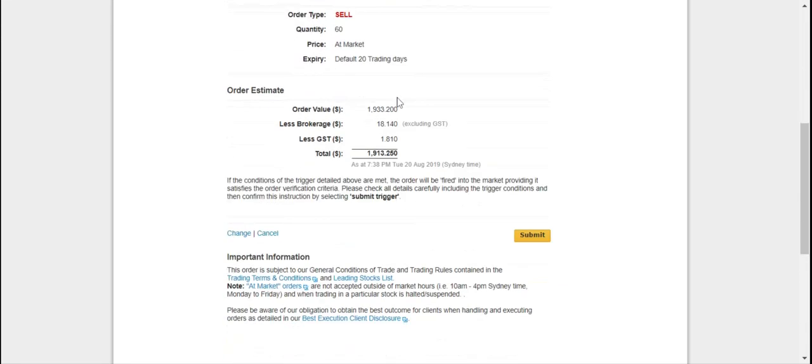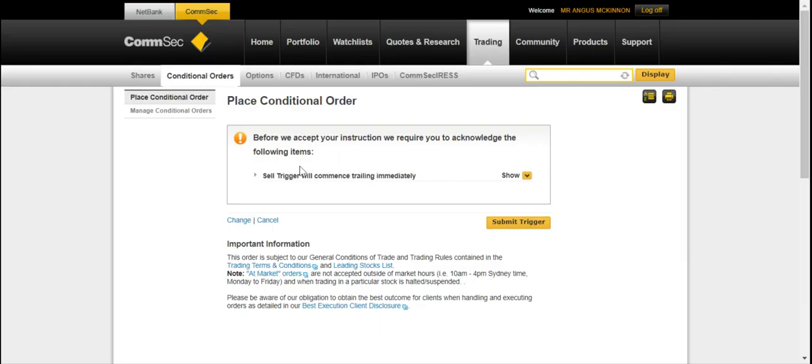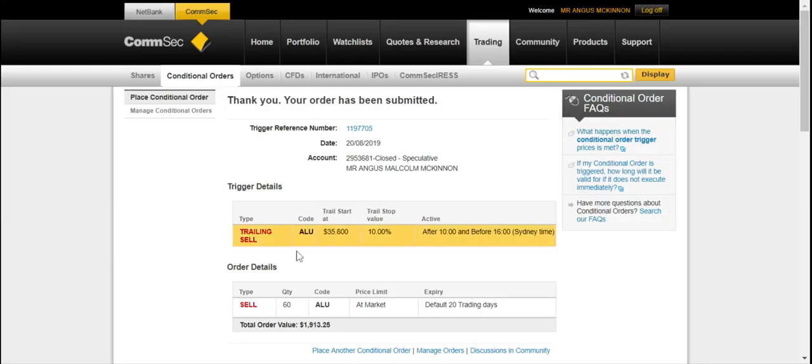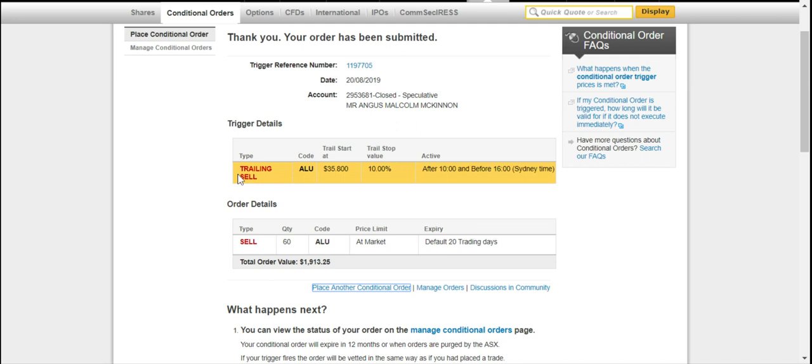It'll just take you to your little confirmation page. You go submit. And the main thing you're looking for is you want to see sell trigger will commence trailing immediately. So that's the key. Sometimes you put in an amount, and for whatever reason, the price has moved from when you entered it, and you'll hit this and you won't realize that your stop loss isn't actually active. So you go submit trigger, and you can see here that it's basically saying trailing sell activated, here's the hours that it's activated, default 20 days.